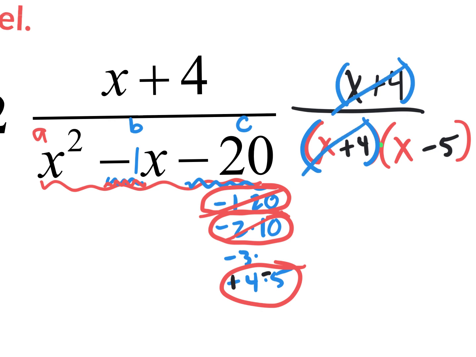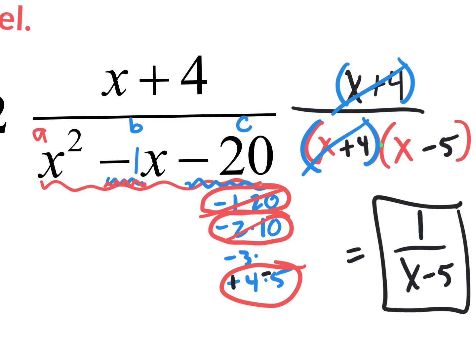That cancels out. What's left up on top? There's nothing left up on top, which we know we put a 1. And what's left on the bottom? An x minus 5. Voila, there's our final answer. We should all be comfortable with this already.